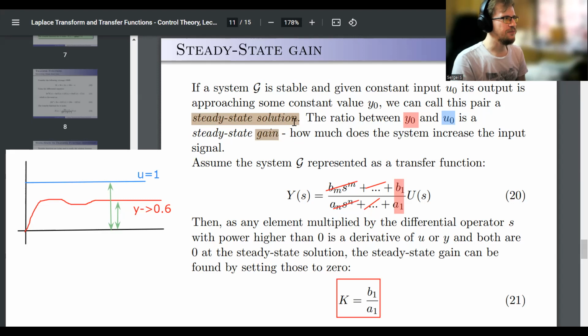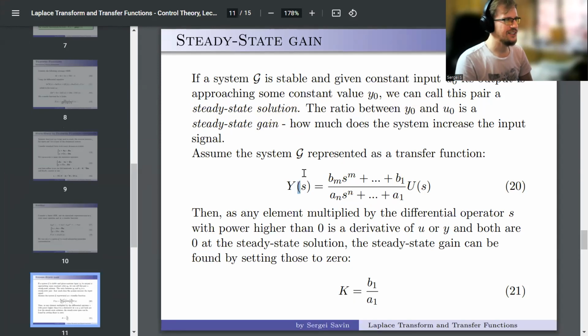Next time we'll see more of what we can do with transfer functions. This was quite basic. We'll see more ideas next time.